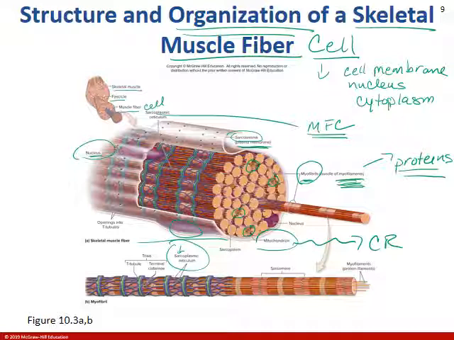We also have this structure called a triad. A triad consists of one T-tubule here in green, and then the terminal cisternae, which are in purple. Cisternae is kind of like a storage tank. So let's go to the next slide. We'll talk about all of these terms, and then we'll come back and look at them again.